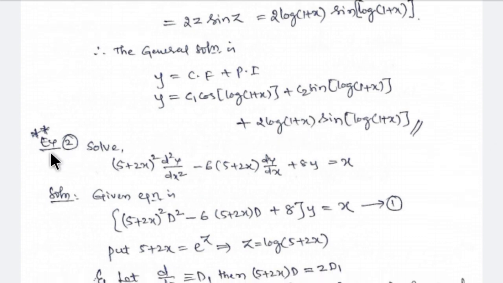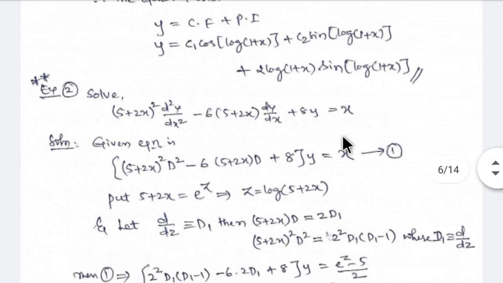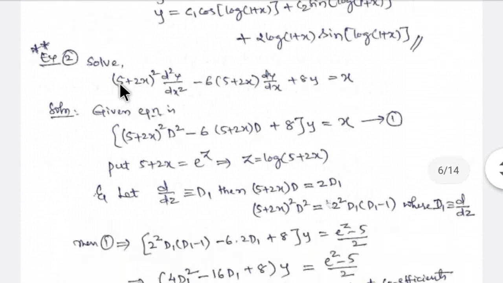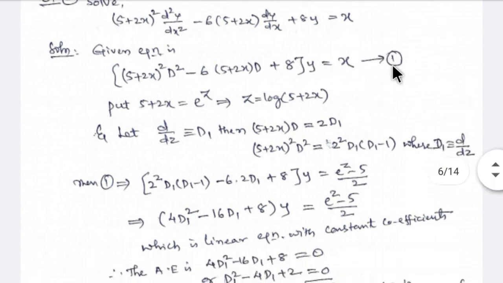See one more example. I want to solve (5 plus 2x) whole square d2y by dx2 minus 6 into (5 plus 2x) dy by dx plus 8y equal to x. So here in p plus qx, p is 5 and q is 2. Okay, write the given equation in symbolic form: (5 plus 2x) whole square D square minus 6 into (5 plus 2x) D plus 8 into y equal to x. Call this equation 1.